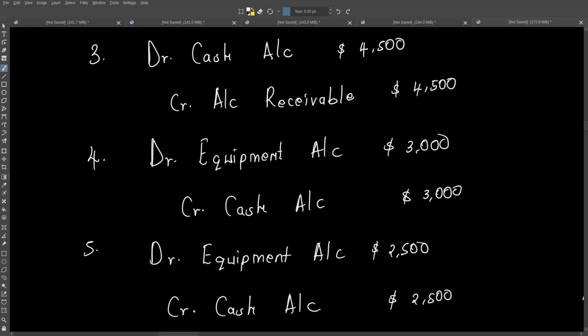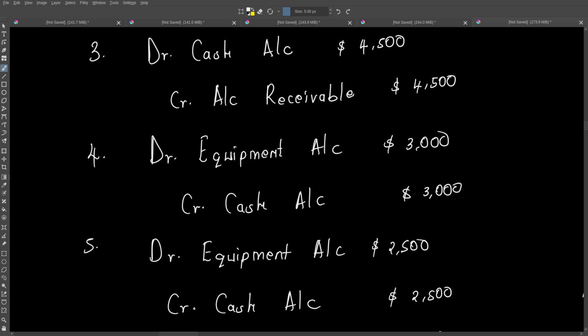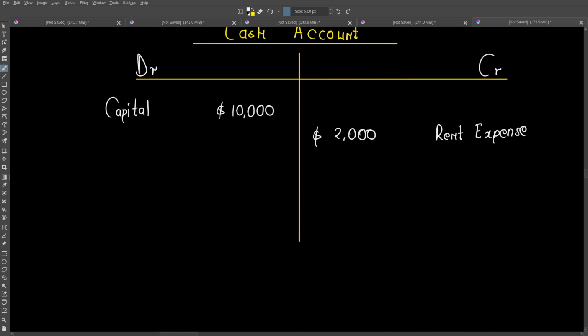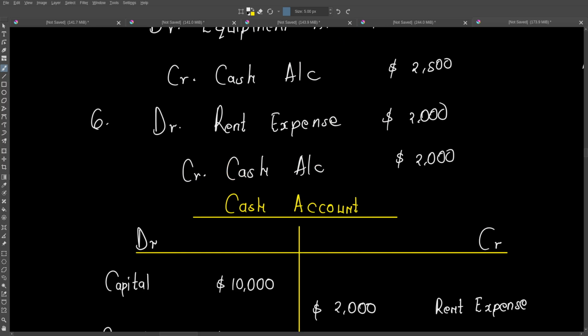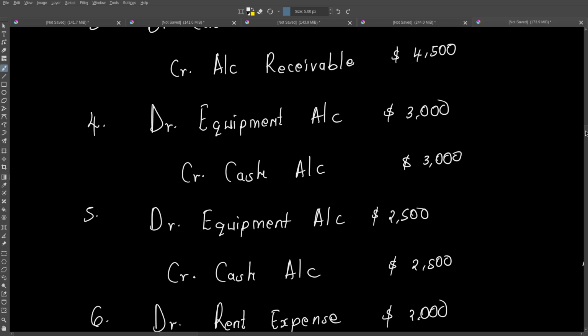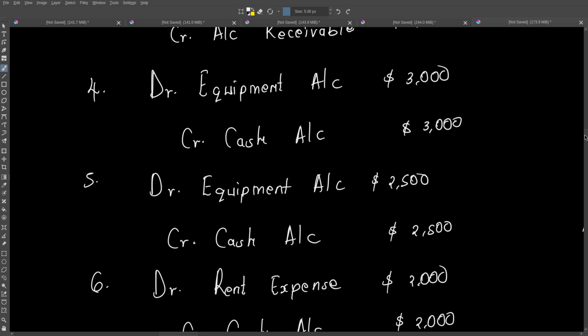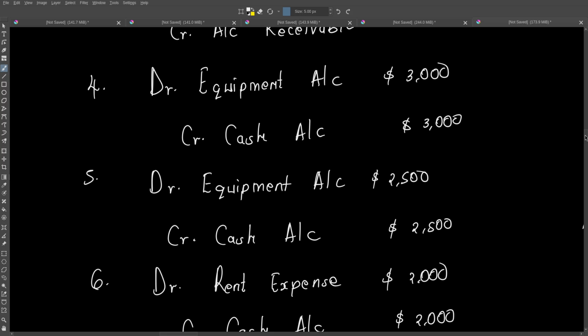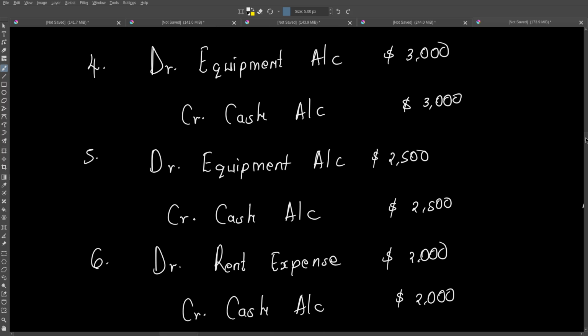Now let us look at that. We have a debit where we received money from customers. That was 4,500. So here we have receipts from customers, an amount of 4,500. Then we have a credit of cash from buying equipment two times. The first one was $3,000 and the second one was 2,500.